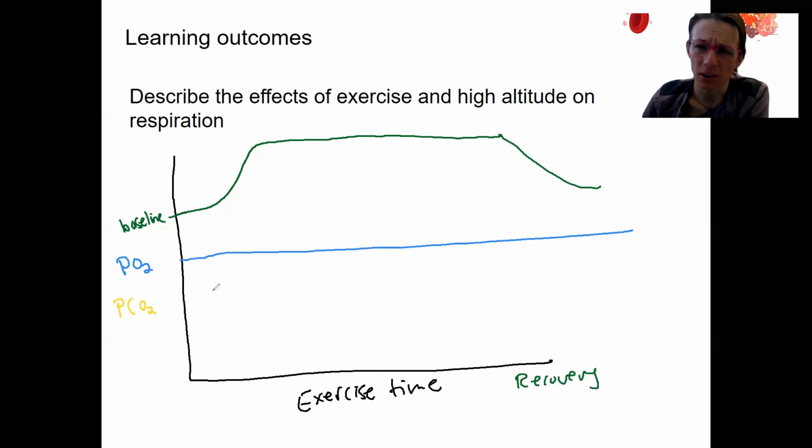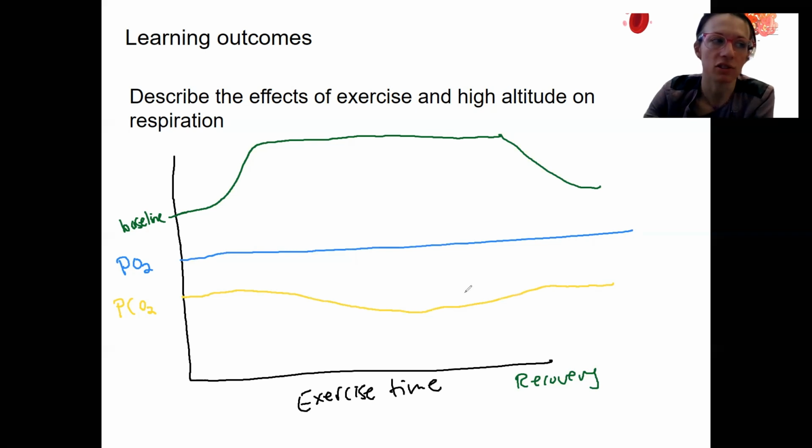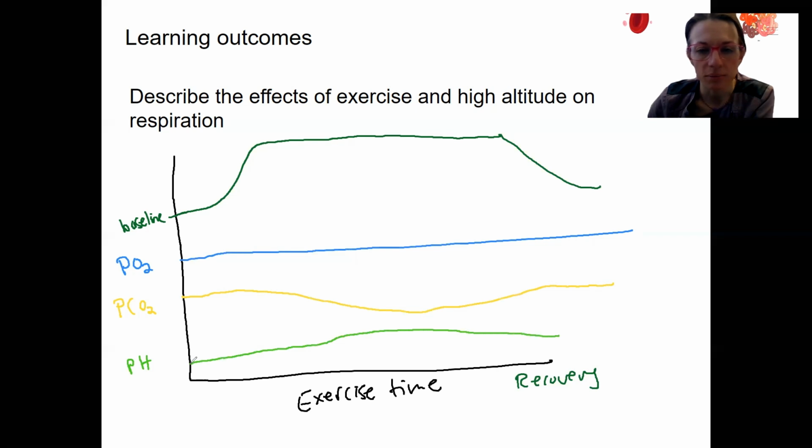All this does depend on how vigorous your exercise is, right? For this one especially, we're going to have a little bit of a drop, very small. That might be bigger if you had very vigorous exercise. And you could now guess pH. So arterial pH, that's going to go slightly up and then back down.